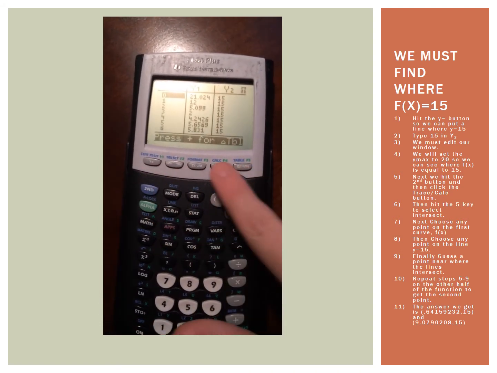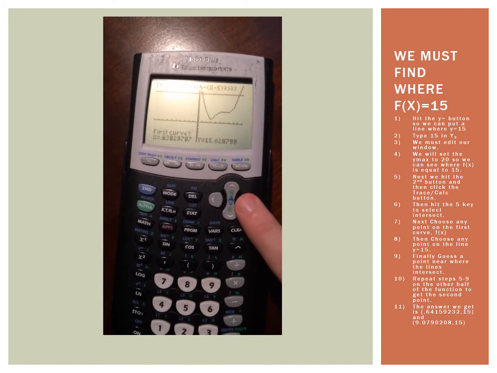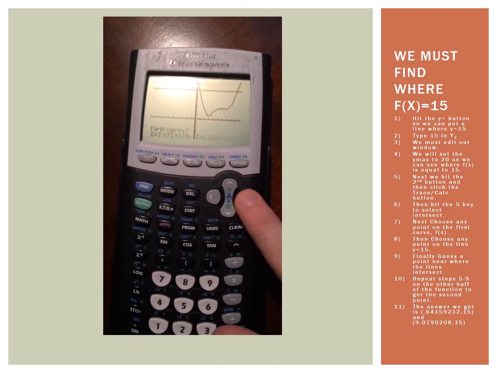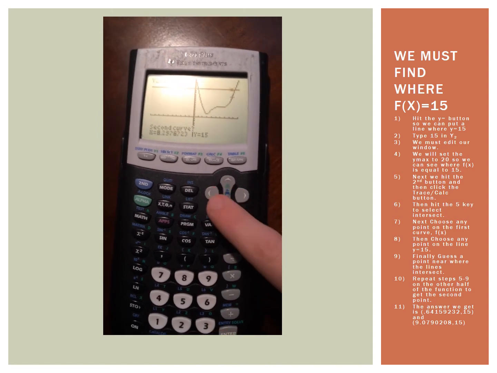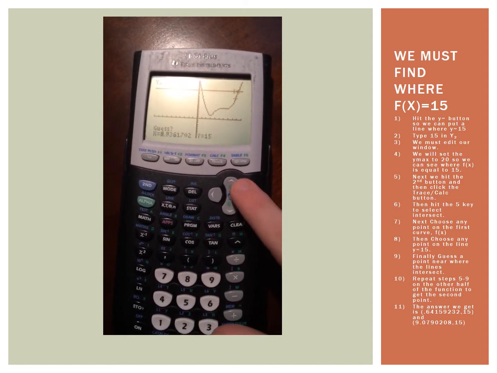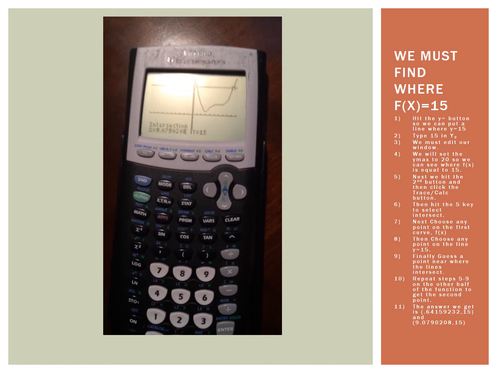We're going to do the same thing. We're going to hit second calc, 5, and go to the right half of the function. We choose a point on f of x, we choose a point on y equals 15, choose a point close to where they intersect, and we get our second intersection point. So the answers we get are 0.6415922, 15, and 9.079020815. So those are our 2 points where f of x equals 15.